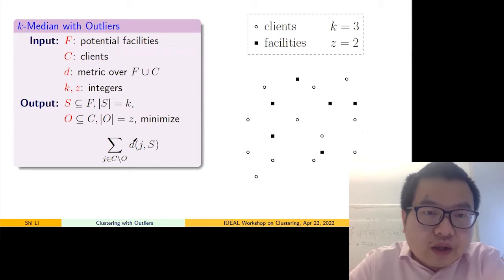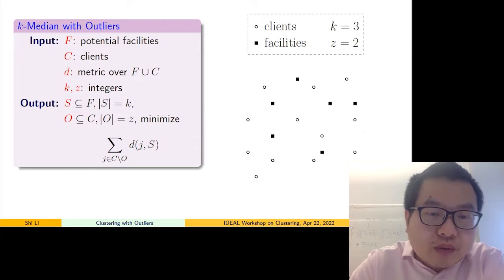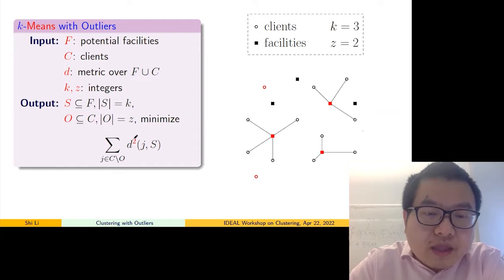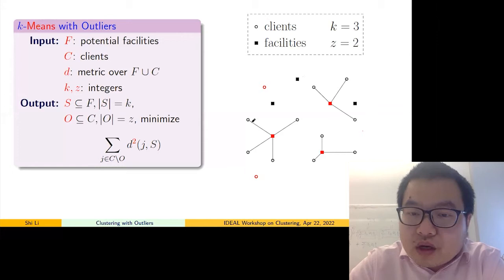Okay, so in the clustering context, the set S is the set of K centers, and the set of clients with the same nearest facility in S form a cluster. In the k-means with outliers problem, the objective is to minimize the sum of squared distances. For example, in this example, you can open the three facilities here and connect the clients to facilities. There will be two clients that are not connected.